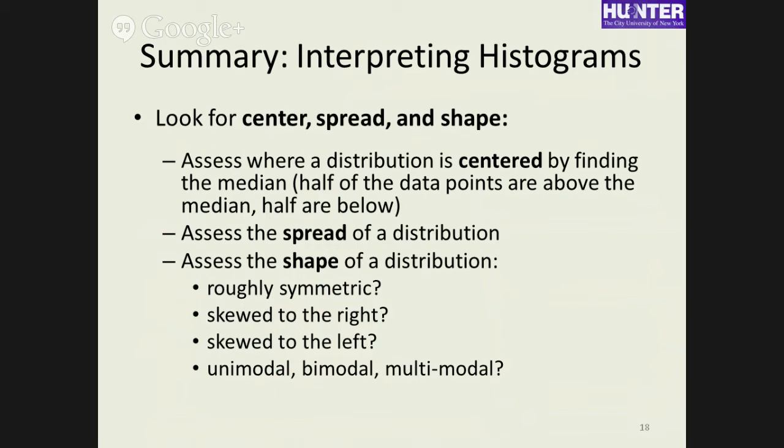So, summary. To interpret histograms, the big things that we're going to look at are the center, where the main part of the distribution is, where most of the data points lie, and the spread and the shape. By spread, all I mean is how much variability there is in that variable. And the shape has to do with symmetry and modality.